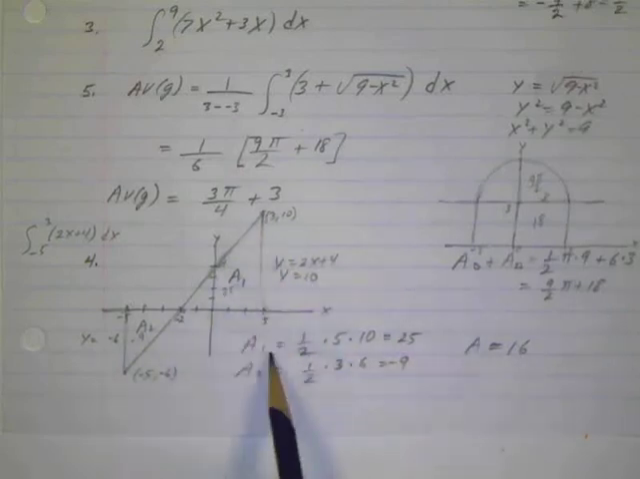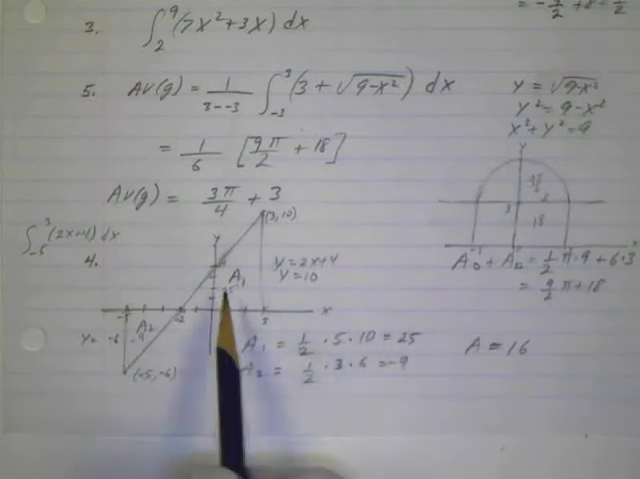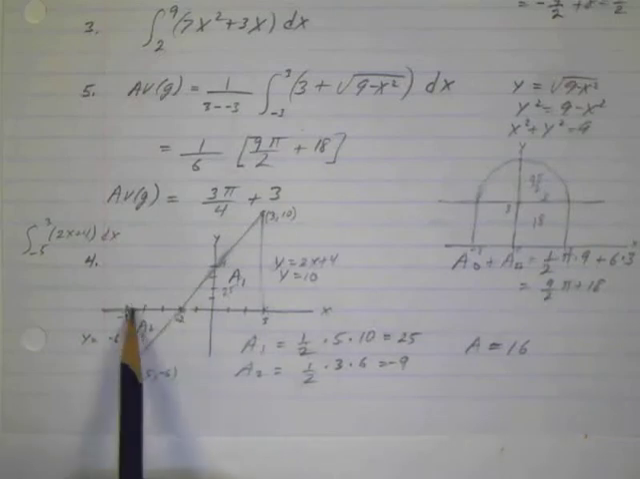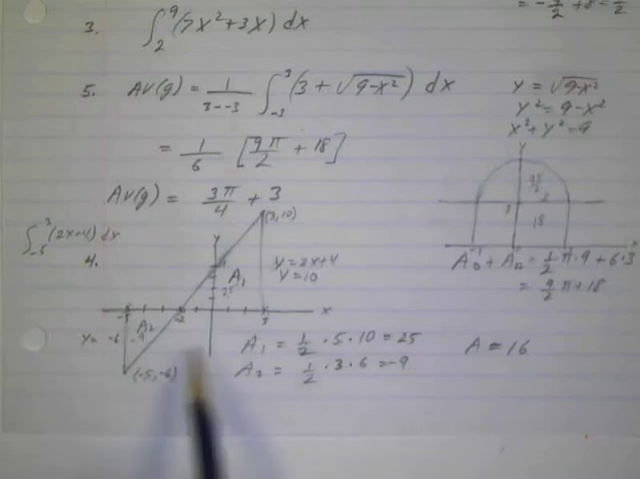The area of this triangle is going to be 1/2 base times height. The base is 5, and the height is 10. So 1/2 base times height, 1/2 of 10 is 5. 5 times 5 is 25. So the area of this triangle is 25. And this triangle is going to be 3 by 6. So here's 1/2, 3 times 6. 3 times 6 is 18. Half of that's 9. But it's negative because it's below the x-axis.